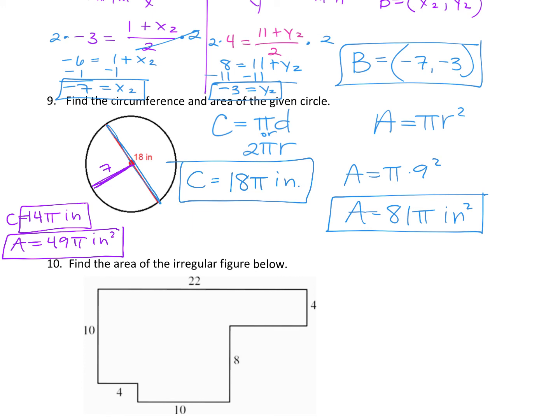How do you get 9 squared? Now, this one? Yeah. So your diameter was 18, but it's pi times the radius squared. So your radius is always half of the diameter. So if your diameter is 18, then your radius is 9. So pi times 9 squared.